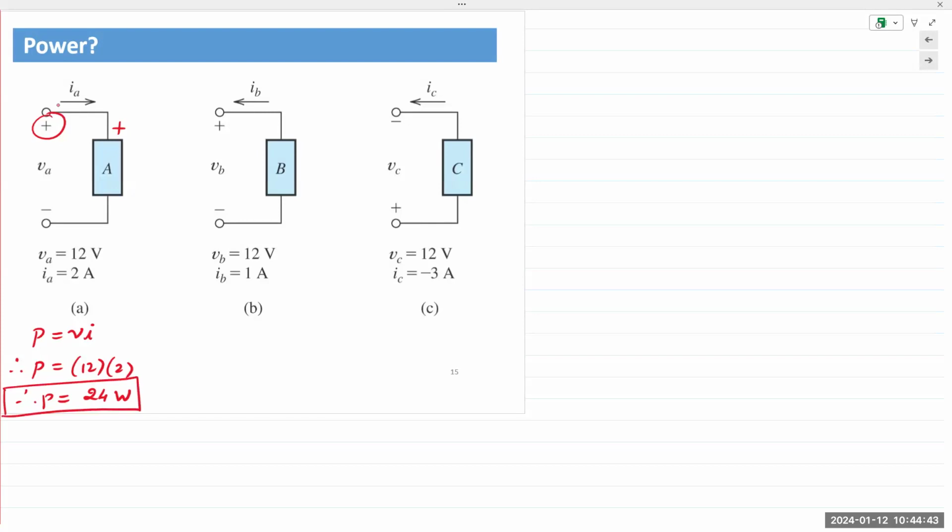All right, how about B? Power is negative, so we use the equation P equals minus VI. Plug it in. Minus 12 times 1. P is minus 12 watts. Supplying or receiving? Supplying. Minus means supplying.